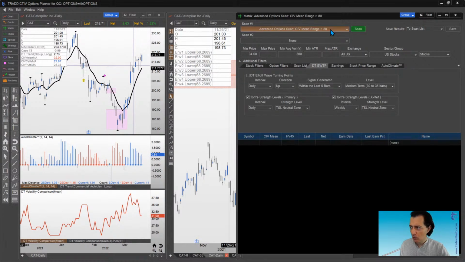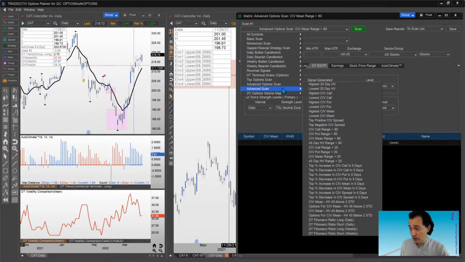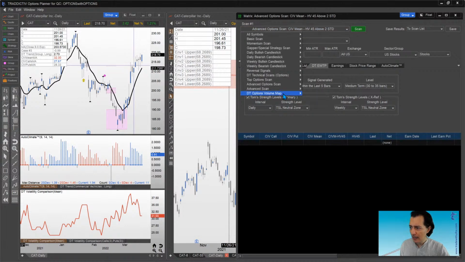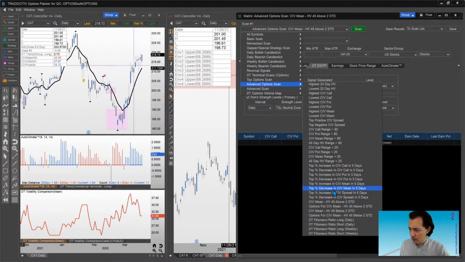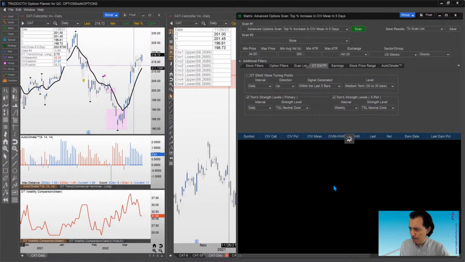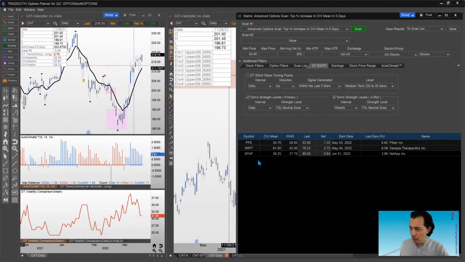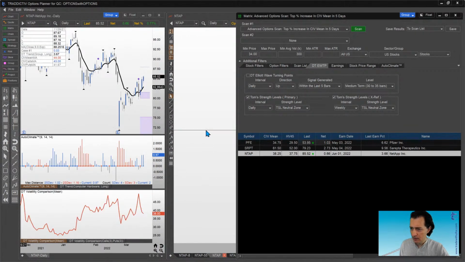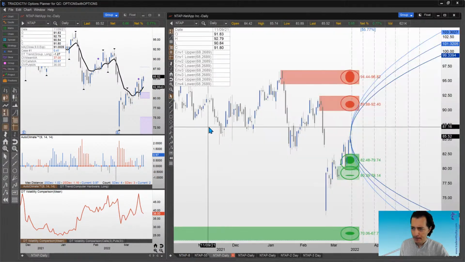Nothing. So what if instead of 80, which is very restrictive, we look at implied volatility above the 2-standard deviation of the historic? We still got nothing. What if we look at a greater rise in the mean in the last 5 days? Here we go. Now we got 3 opportunities, and I'll take a look at NetApp. I'll start with that one and see what we have on the chart.